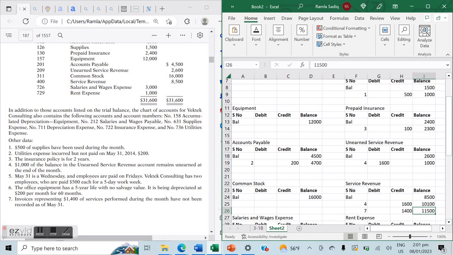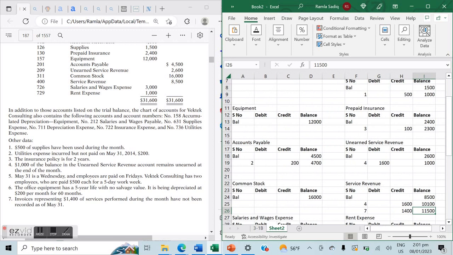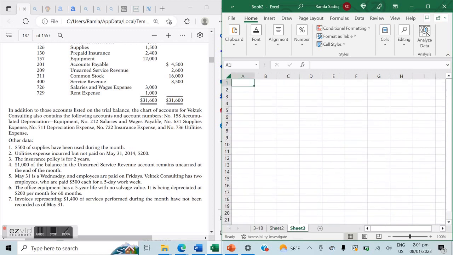All 7 adjusting entries have been transferred into our ledger, and now what we want to do is make a trial balance. So for my own ease, I like to always create my trial balance on a new Excel sheet, because it helps me retain the information that I've already worked with.